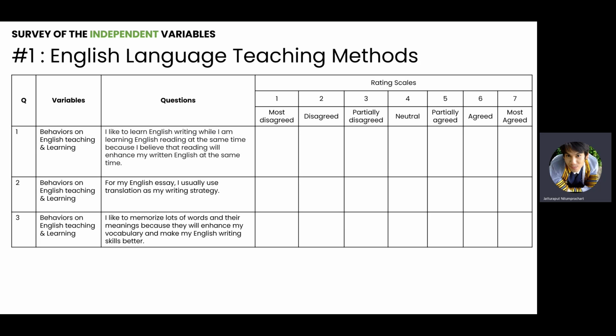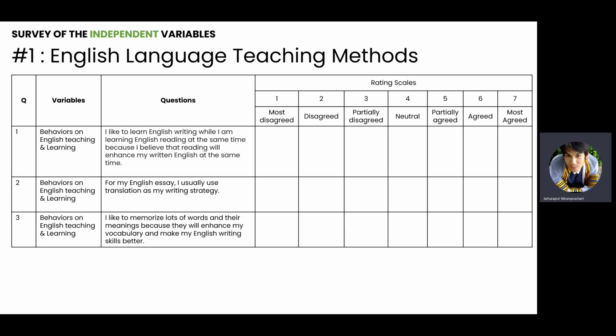Okay, the X1 factor is about behavior of teaching and learning. Like, I like to learn English writing while I'm learning reading at the same time because I believe that it's going to help both reading and English at the same time. Okay, 1 to 7, where 1 is most disagree and 7 is most agree.